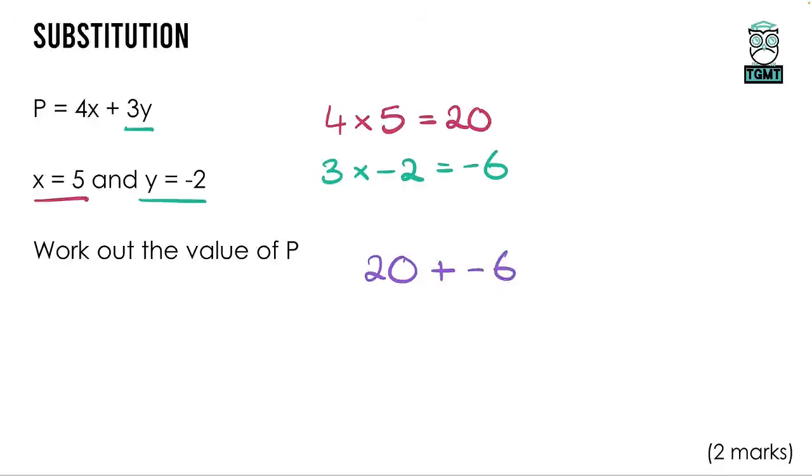So it's 20 plus -6. And not forgetting, when we are adding a negative, that is just a subtraction. So we have 20, take away 6, which gives us a final answer of 14. And therefore the value of p is 14.